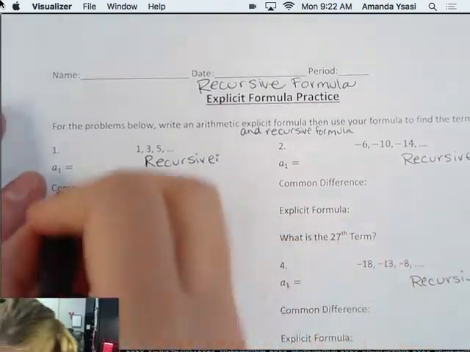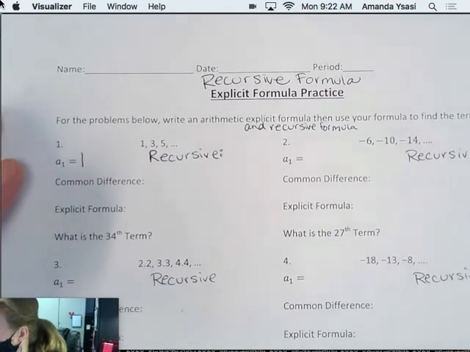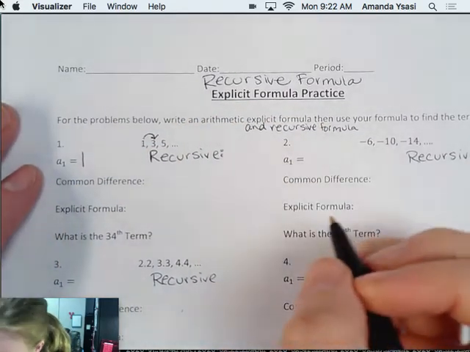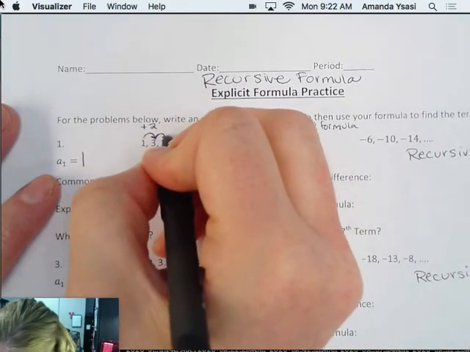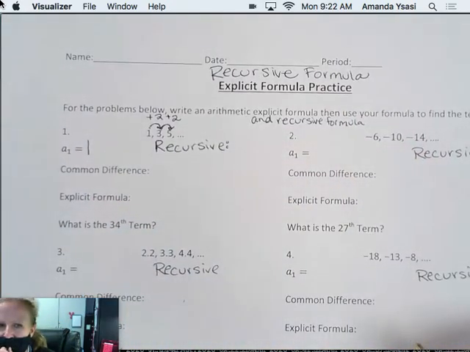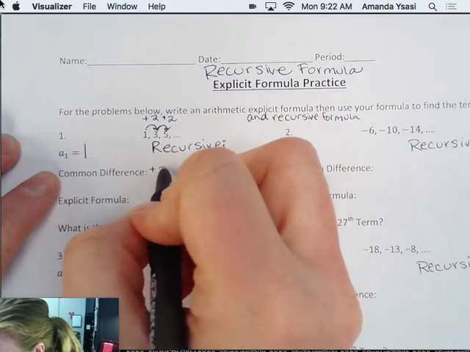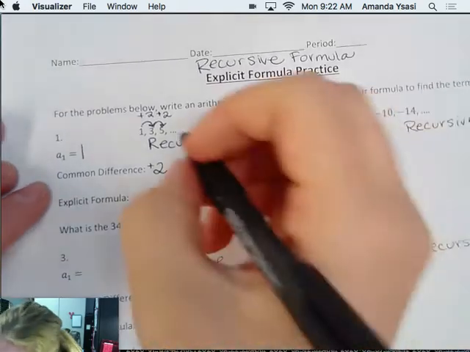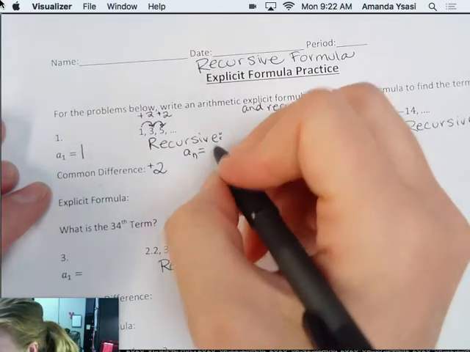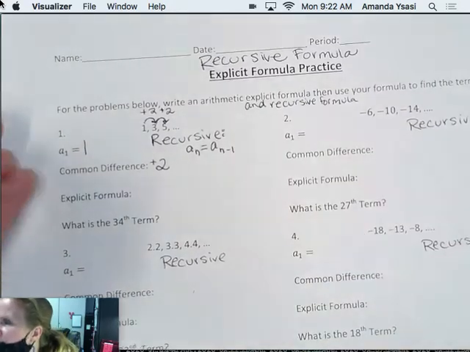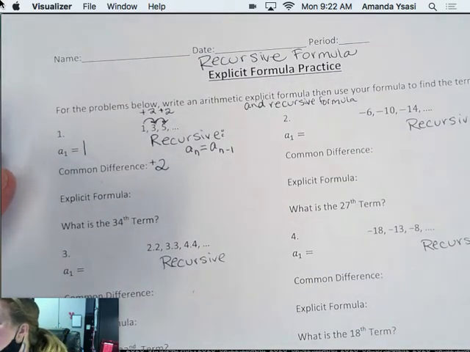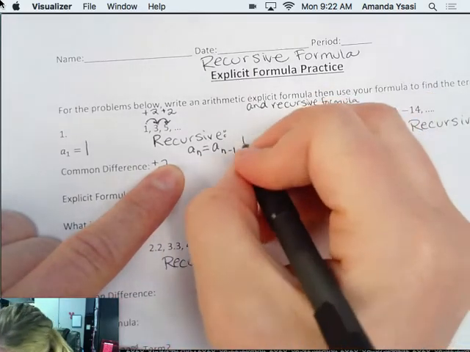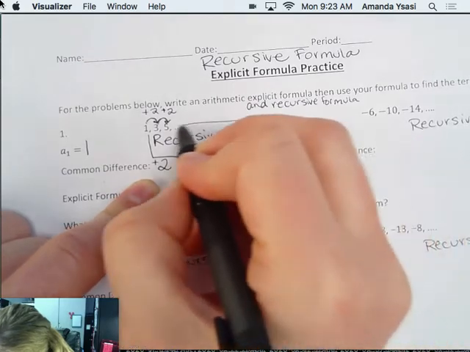So number 1, A1 equals 1. And then what about A1 to A2? Plus. Okay. And then from 3 to 5. Okay. So our common difference is 2, or plus 2. Our recursive formula is written as AN equals AN minus 1. And then what happens to the previous to get to the next one? You add 2. So we'd say AN equals AN minus 1 plus 2. That is your recursive formula. That's it.